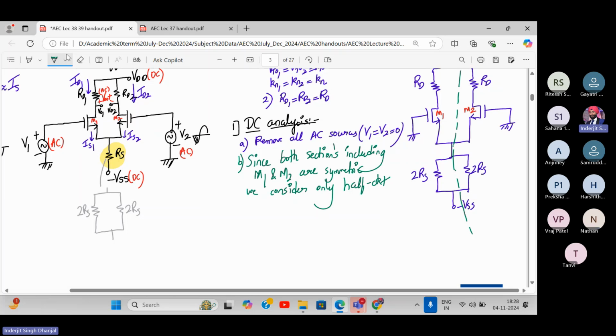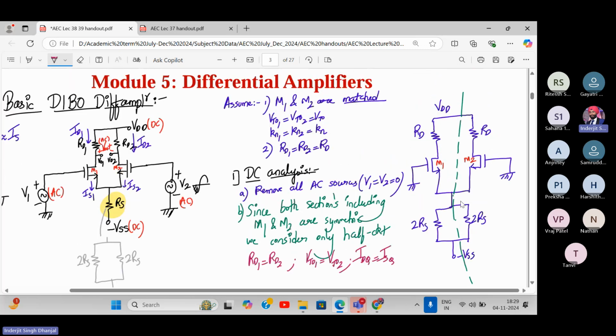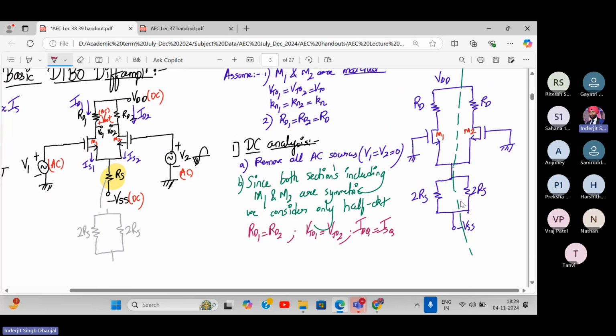You have to consider this. This is all under the assumption that your RD1 is equal to RD2. Your VTO1 is equal to VTO2. And your IDQ is equal to ISQ. That is what the assumption. So let's draw the half circuit. So here we are saying that it's symmetric. So we only consider the half circuit. So we only draw the half circuit and analyze. All right. So let's do that down.